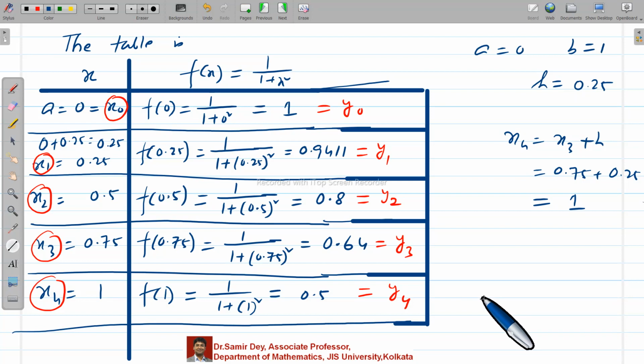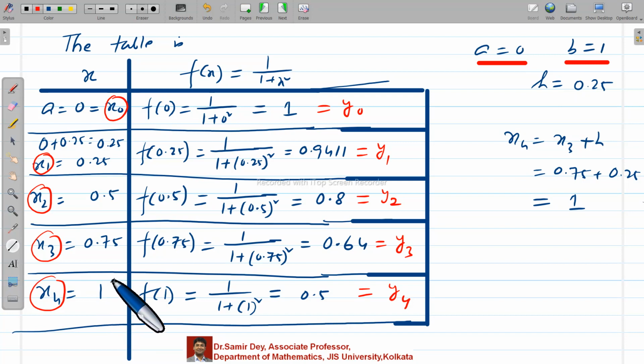Clear. The first step is all about the information: a, b, n, f(x) and h. Second step, the table you need to calculate, because the table is important. And please remember, the first value should be exactly a, and the last value should be exactly b. So if anything is wrong, if the last value is not coming, that means something is wrong in your calculation, you need to rectify.